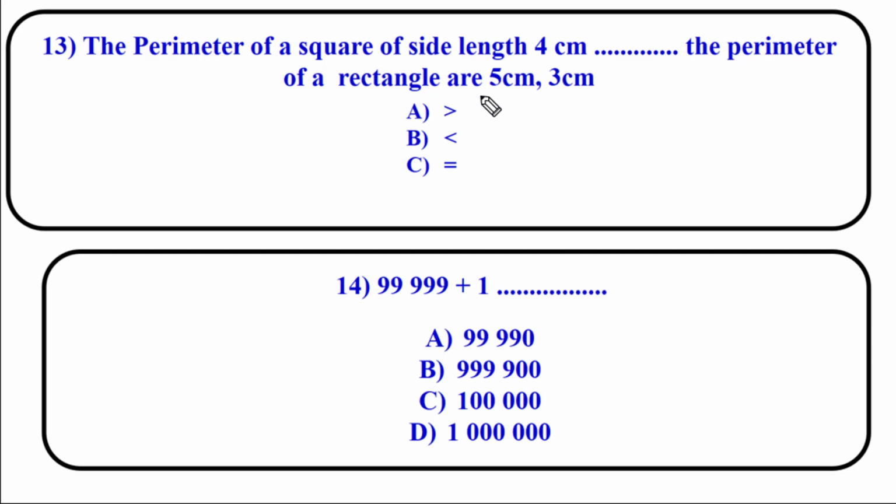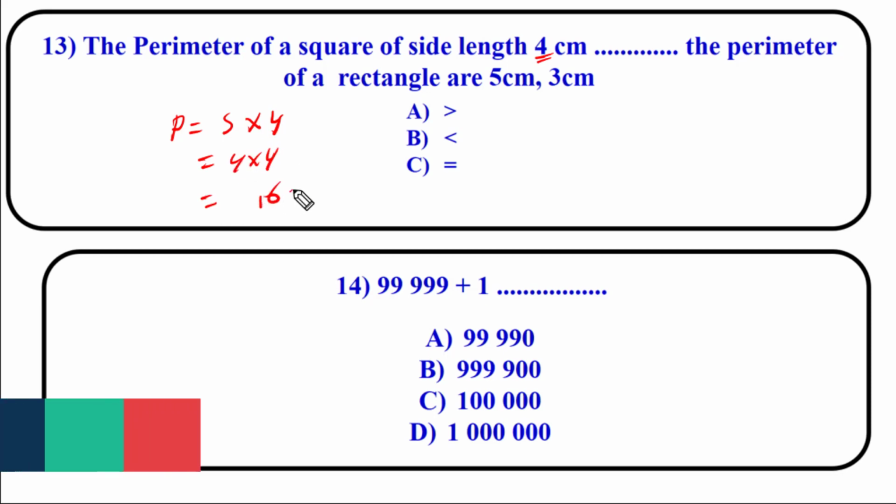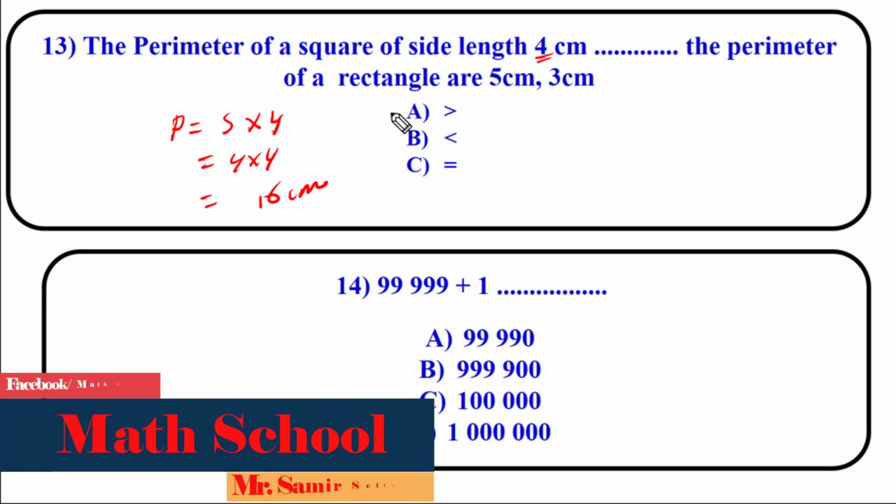Next, he said the perimeter of the square of side length 4 cm, or the perimeter of the rectangle with dimensions 5 cm and 3 cm. He wants here to compare between them. So first we will find the perimeter of the square. We studied before that the perimeter of the square equals what, guys? Equals its side length times 4. Its side length here equals 4 centimeters. So we write 4 times 4 equals what, guys? Equals 16 centimeters.